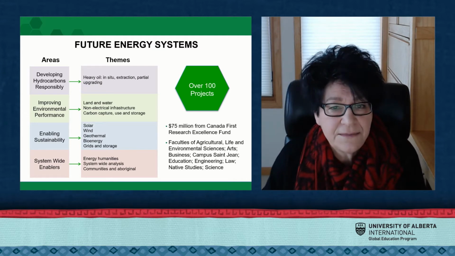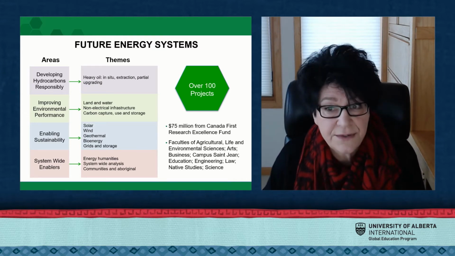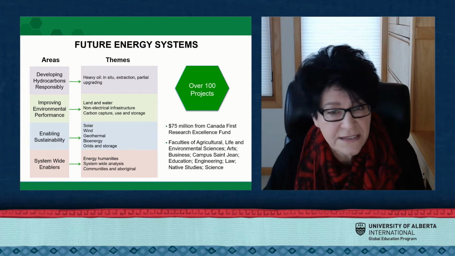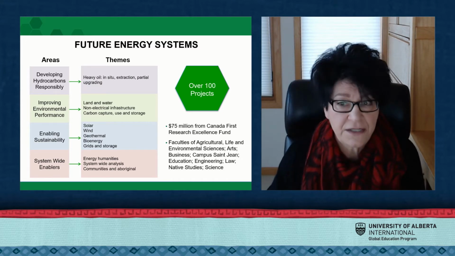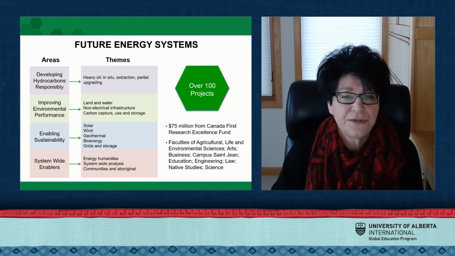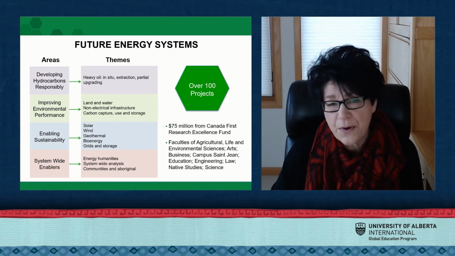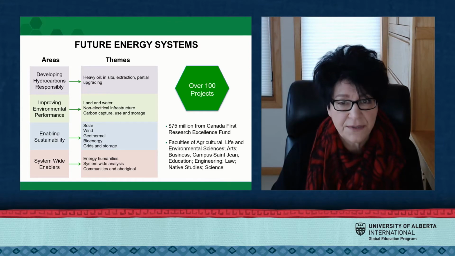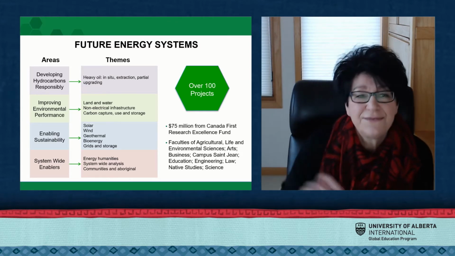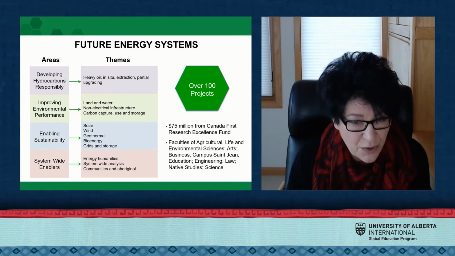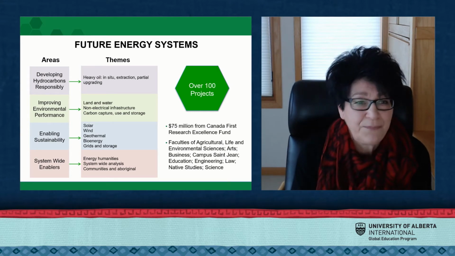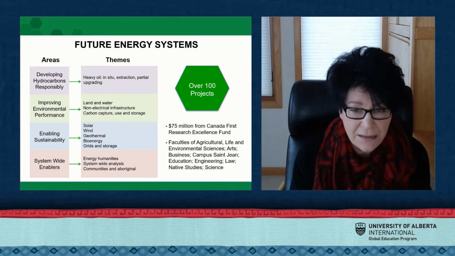Future Energy Systems is the current prominent research program that was launched with $75 million from the Government of Canada through the Canada First Research Excellence Fund. It was the largest research grant for the University of Alberta in its history. In that program, we address responsible development of hydrocarbons. So remember that trade-off that I mentioned a moment ago? That's where this comes in. Taking our current technology, making it greener, making it more efficient.